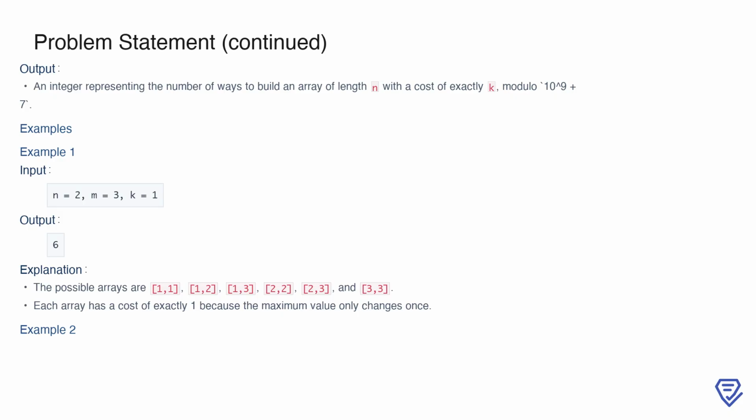For example, if n equals 2, m equals 3, and k equals 1, the output is 6. This is because arrays such as [1, 1], [1, 2], [1, 3], [2, 2], [2, 3], and [3, 3] all have a cost of 1, as the maximum value only changes once. The explanation breaks down how these arrays meet the cost requirement.